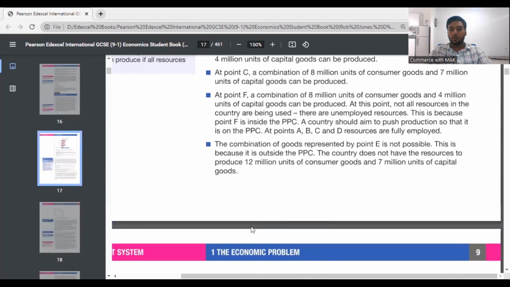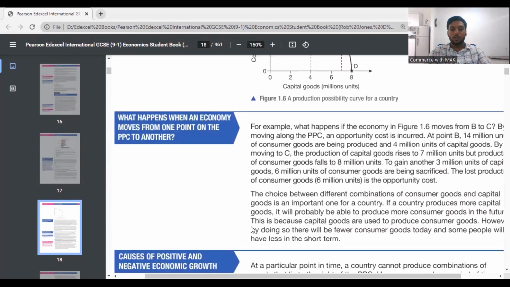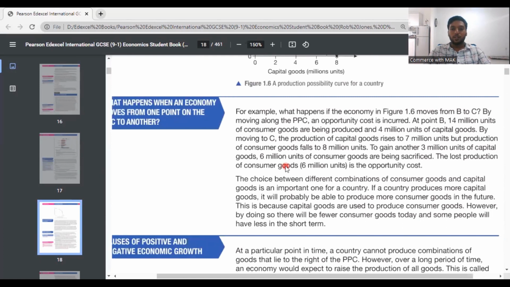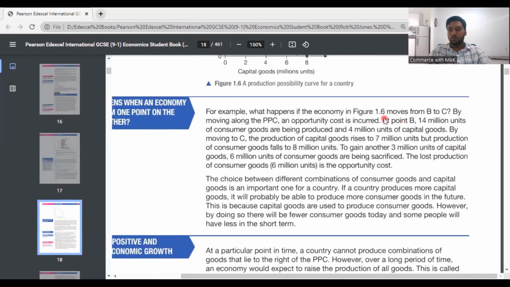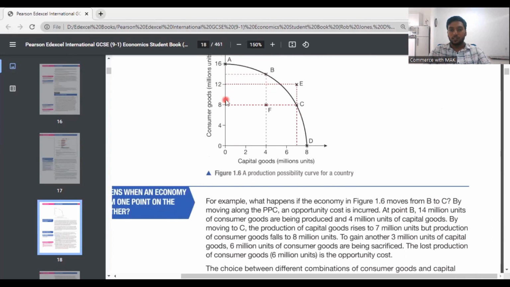So anyway, I have already explained this particular thing, so let's move on to the next part. What happens when an economy moves from one point to another? I already explained it, but anyway, I'll read it again. For example, what happens if the economy in figure 1.6 moves from B to C? If it is going from B to C, then what they are going to lose here, they will be gaining from here to here.